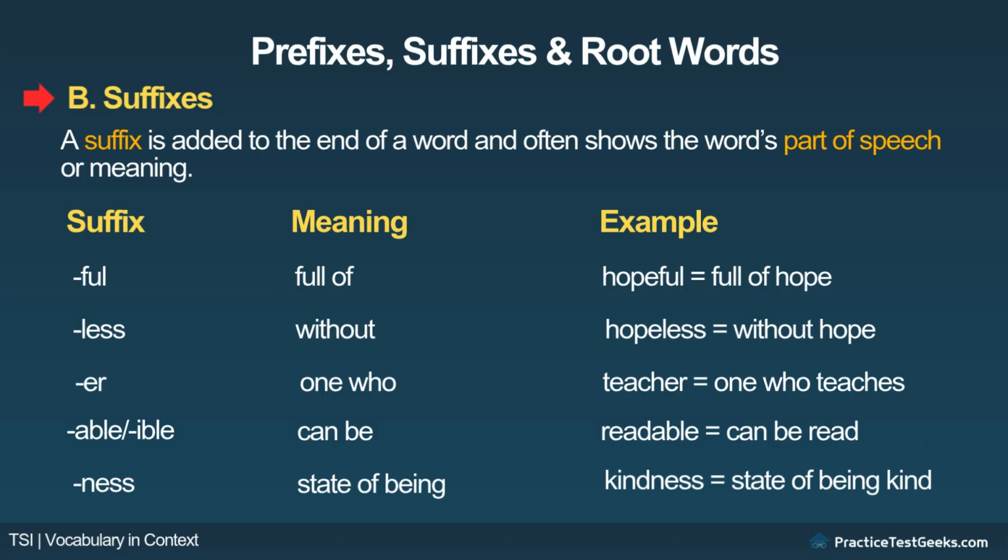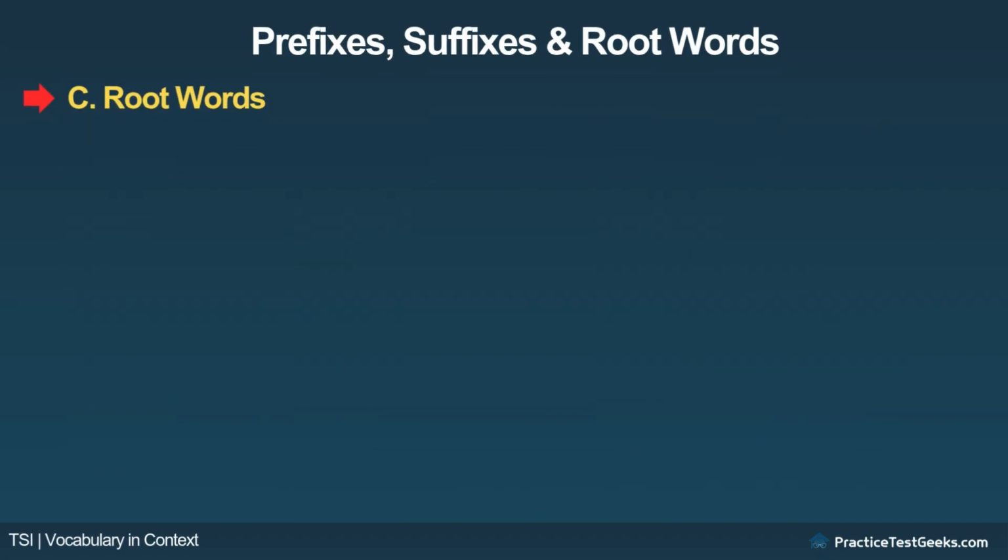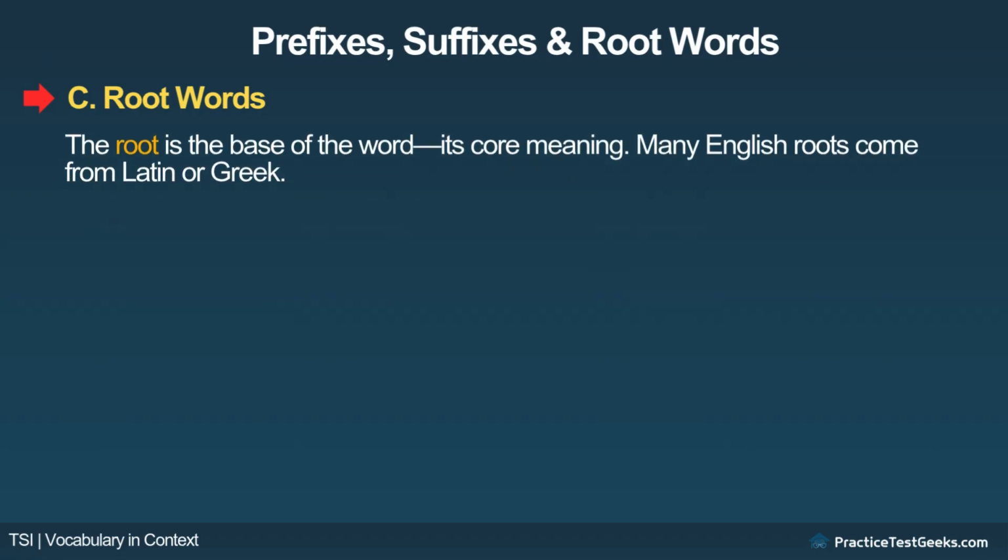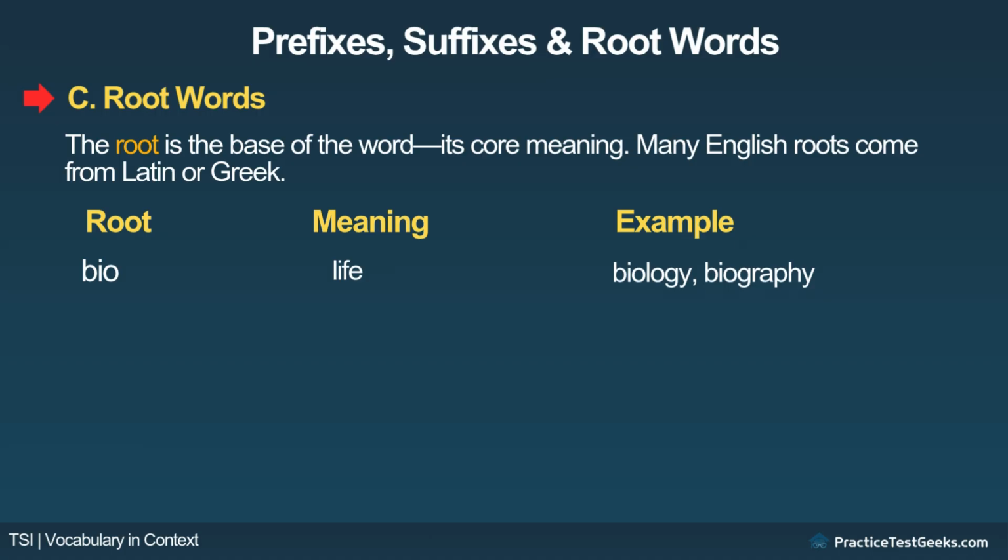Finally, let's take a look at root words. The root is the base of the word, its core meaning. Many English roots come from Latin or Greek. Here are some common roots to know. Bio, meaning life. Example: biology, biography. Dict, meaning say. Example: predict, dictionary.